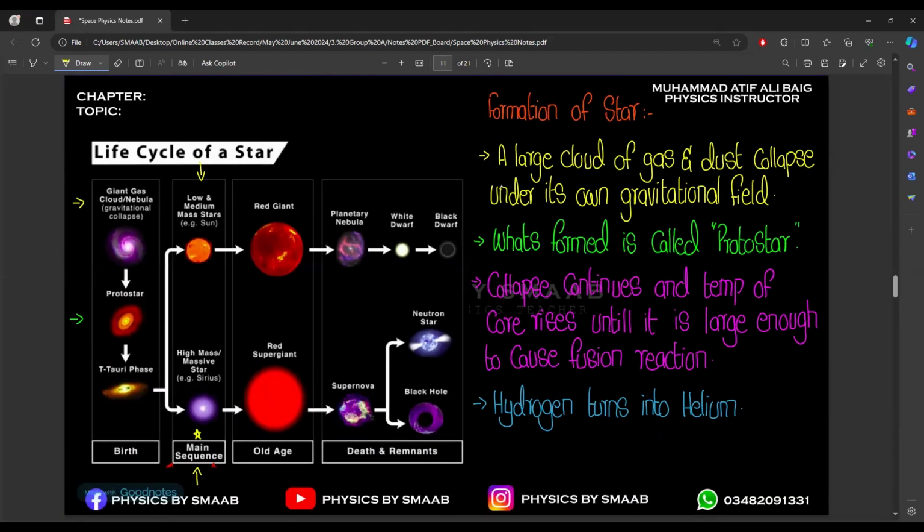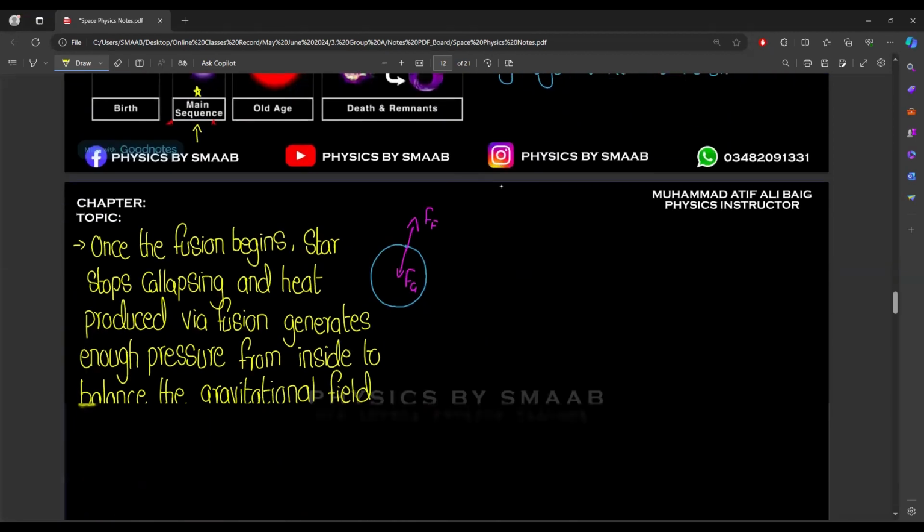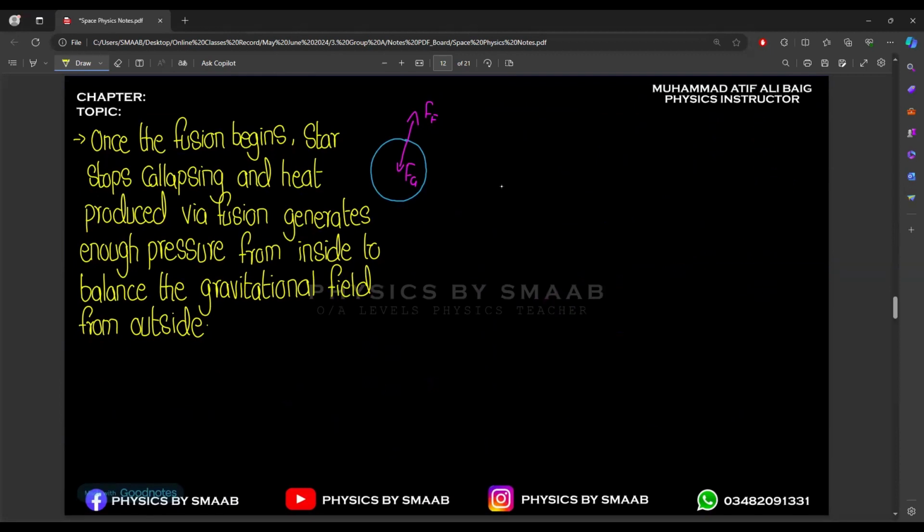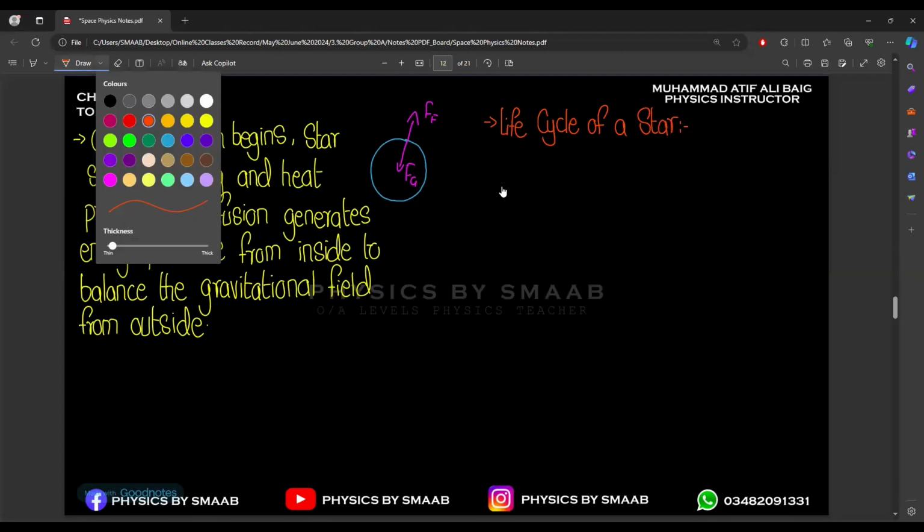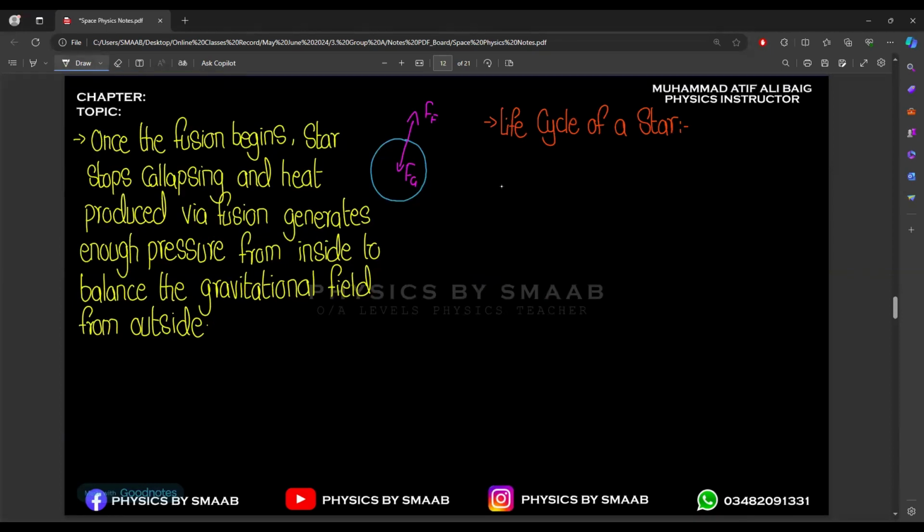Now we have to discuss how this low and medium mass star and this high mass star actually form and how they convert into the red supergiant. So the next step is about this. The next concept is related to the life cycle. So now we are going to talk about the life cycle of a star.